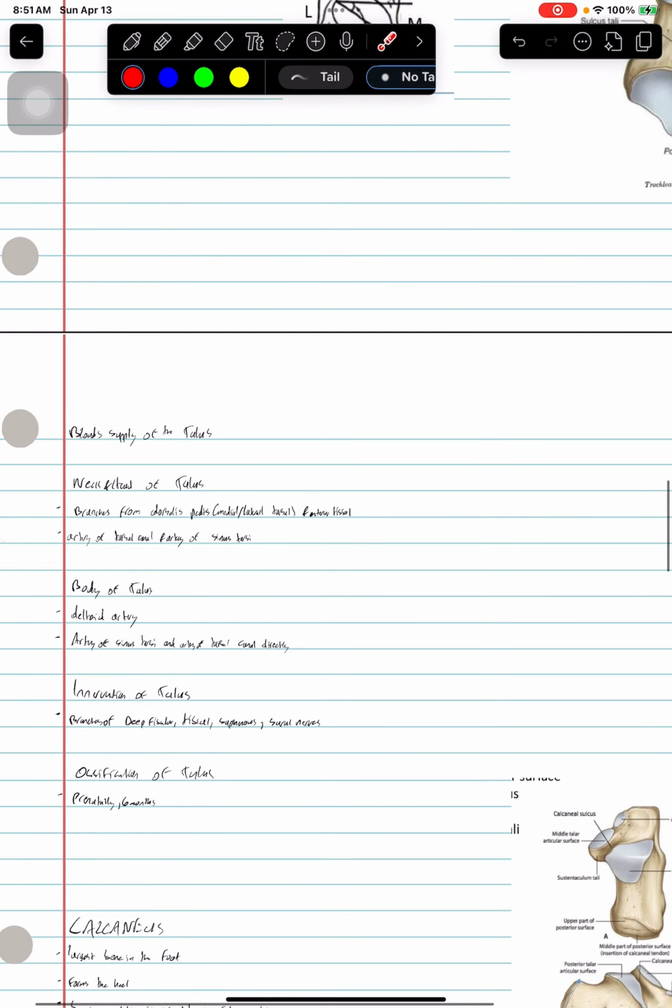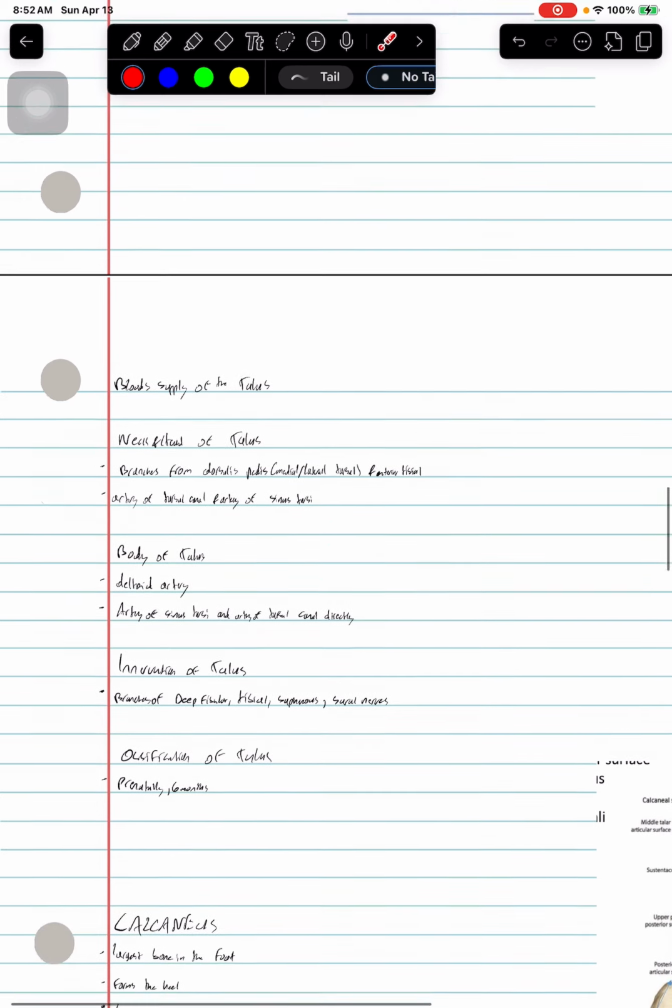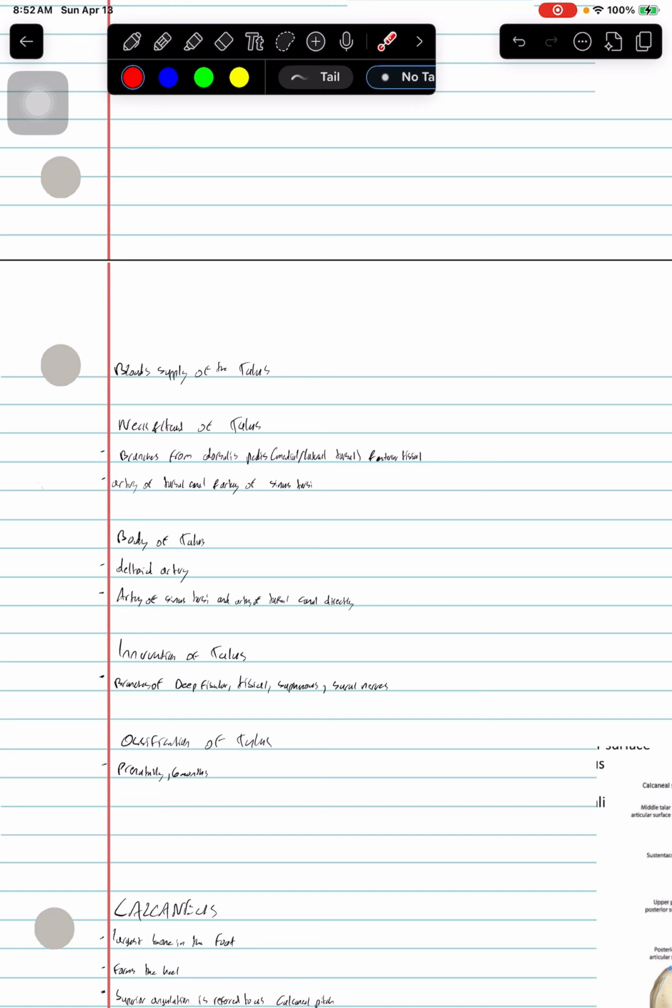Okay, moving on to the blood supply of the talus. The blood supply of the head and neck is going to be the dorsalis pedis and branches from dorsalis pedis, medial and lateral tarsal arteries, and the anterior tibial arteries. And you also have contributions from the tarsal canal and artery of sinus tarsi. The body of the talus is going to be supplied by the deltoid artery, the artery of sinus tarsi, and the artery of the tarsal canal.